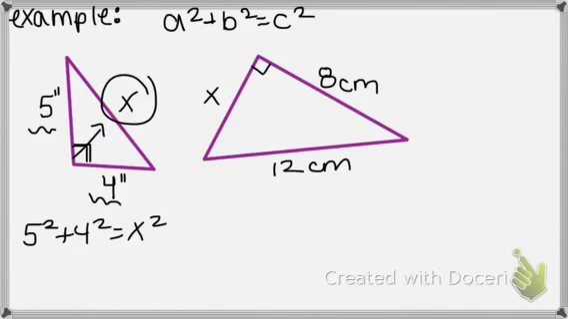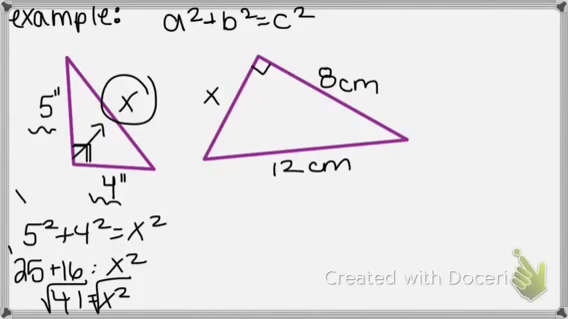Okay, so what's 5 squared? It is 25. And 4 squared is 16. And x squared. So we now combine like terms, and we get 41 is equal to x squared. So the exact number for our hypotenuse is x equals the square root of 41. If I wanted the approximate, again, we would plug that into our calculator and see what we get.